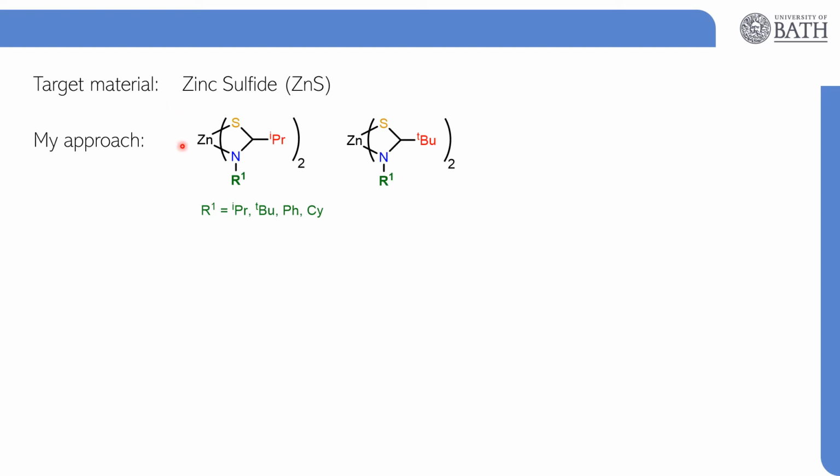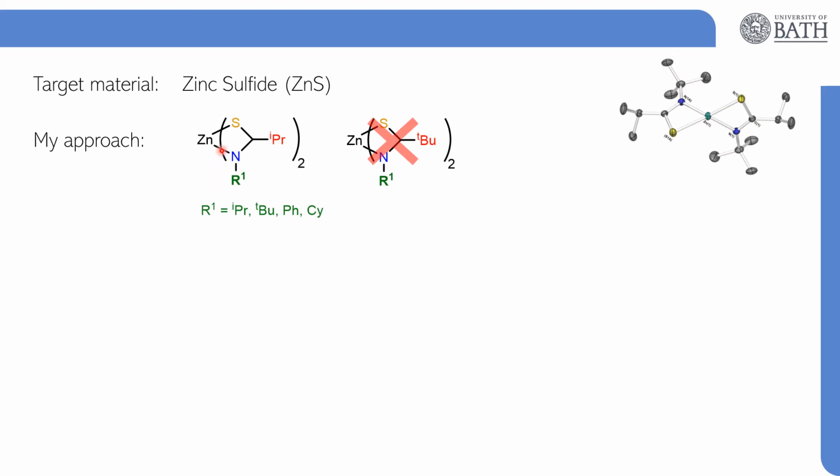Having looked through the literature, I designed this series of zinc thioamidate chemicals as precursors, with the R group changing for these four chemical species. Unfortunately, I was unable to synthesize these ones on the right hand side, but I was able to successfully synthesize all four of the chemical species on the left and characterize them using X-ray crystallography.